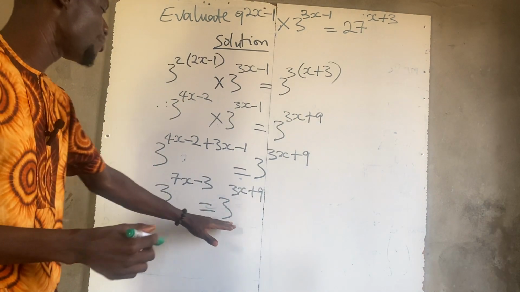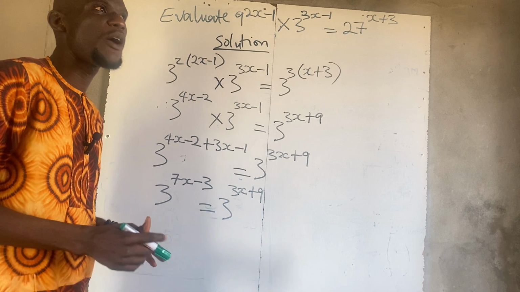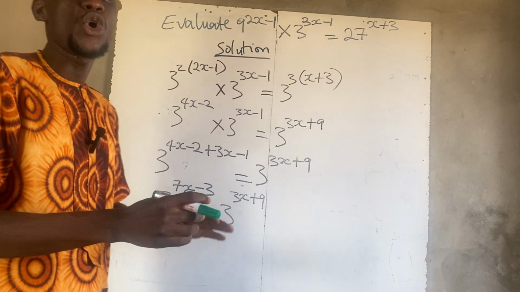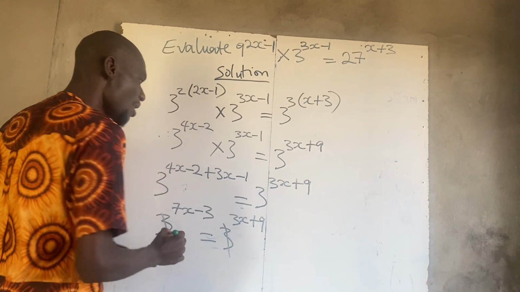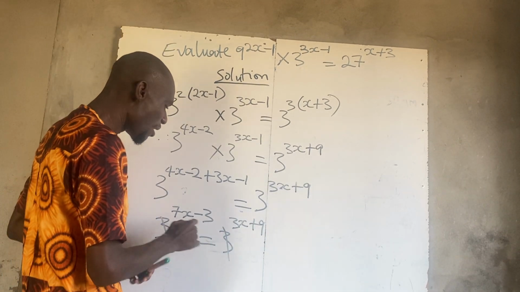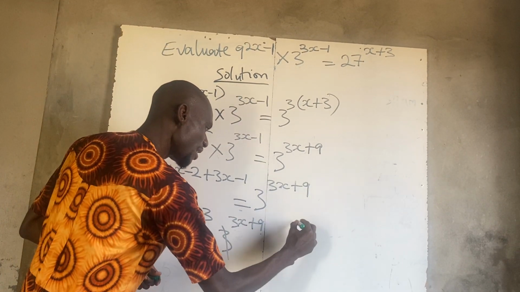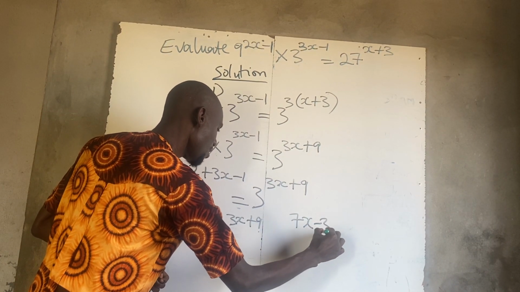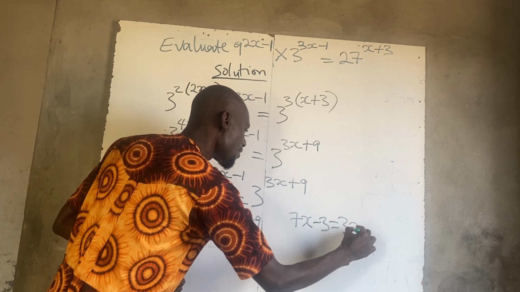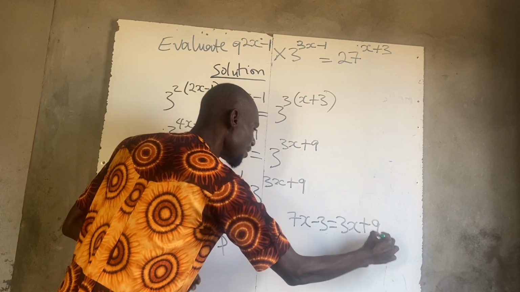At this point, the bases are the same. Now, when the bases are the same like this, you can equate the powers. So the bases will cancel out. At this point, we will now write the powers. Let's start from here. 7x minus 3 equal to 3x plus 9.